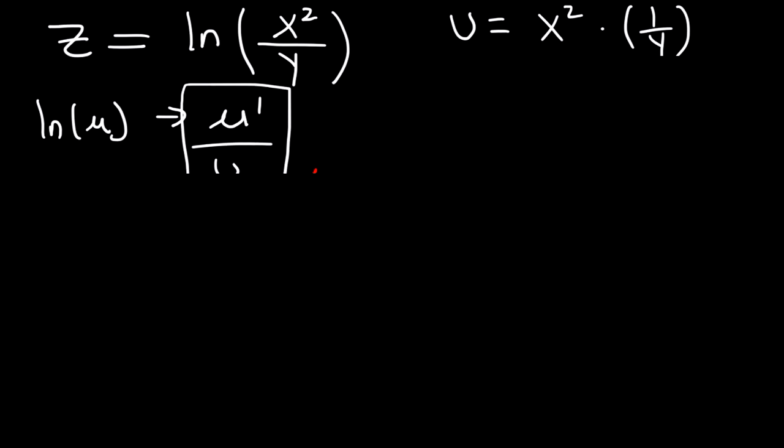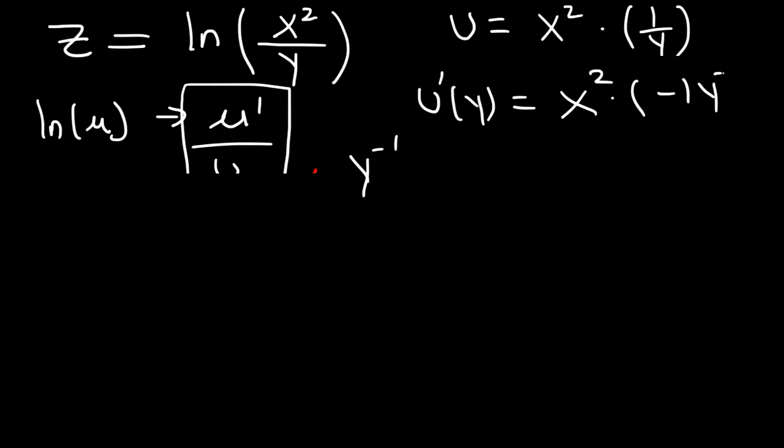So that's the answer for the partial derivative with respect to x. Now let's find it with respect to y. So let's find u prime with respect to y. So x squared is going to be treated as a constant this time, so we can rewrite it. Now 1 over y is y to the minus 1, and the derivative of y to the minus 1 is negative 1, y to the minus 2. So u prime with respect to y is negative x squared times 1 over y squared. So we're going to write it like that.